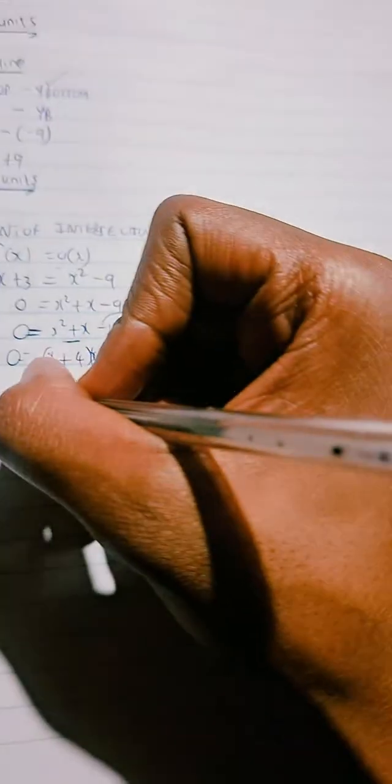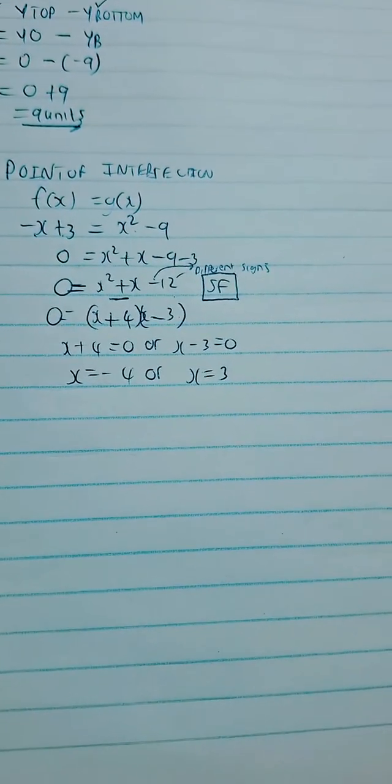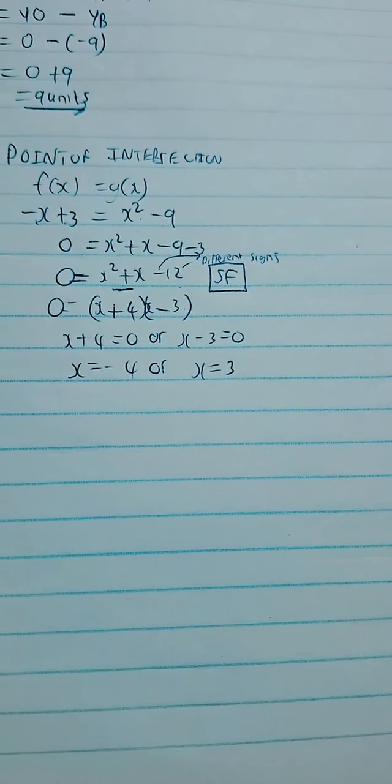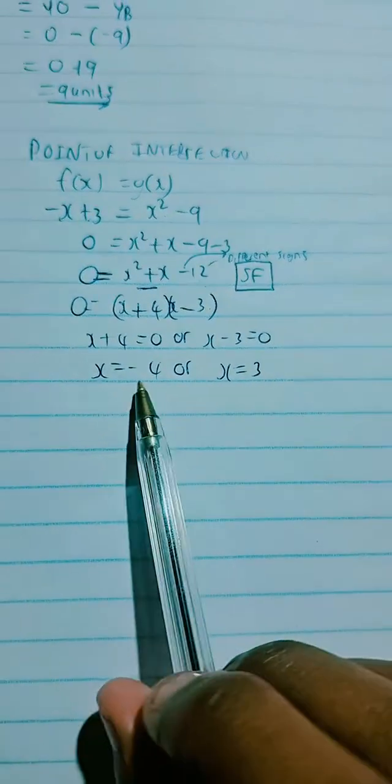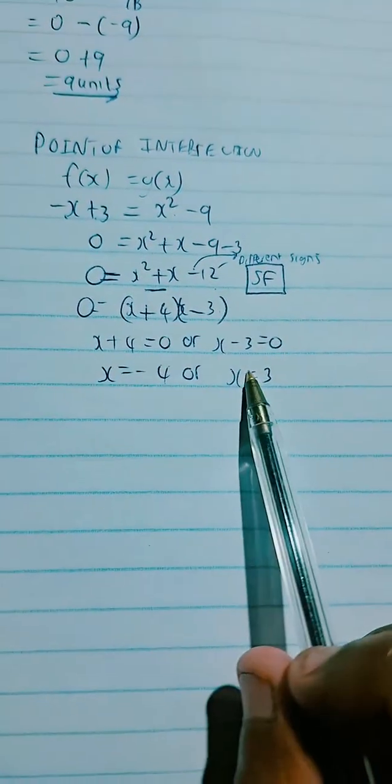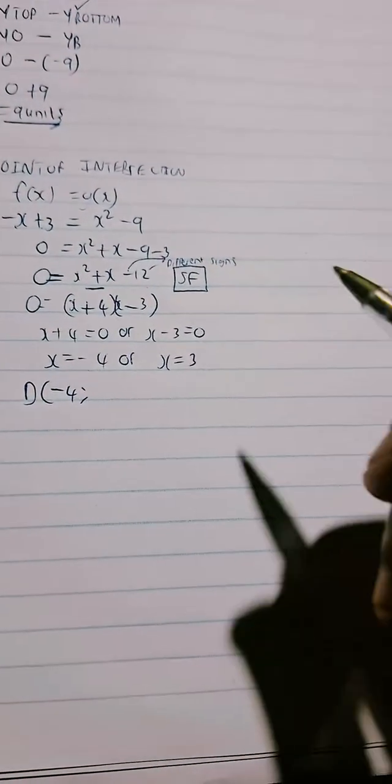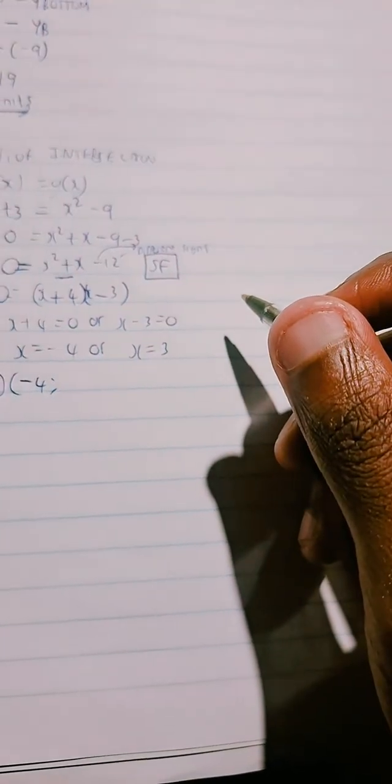x plus 4 is equal to 0. x minus 3 is equal to 0. So x is equal to negative 4, or x is equal to 3. Thank you, Flavorful Scent. The biggest number takes the sign of the middle term. You're 100% correct. Okay. So based on these two values, D will have negative 4 as its x value.